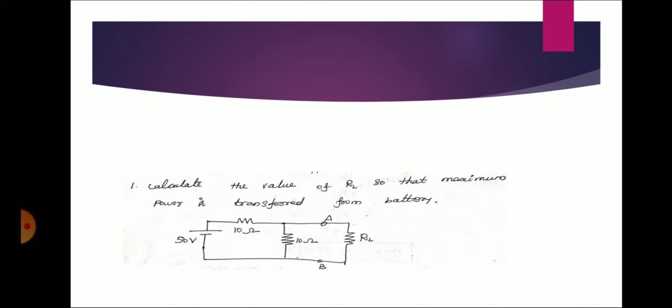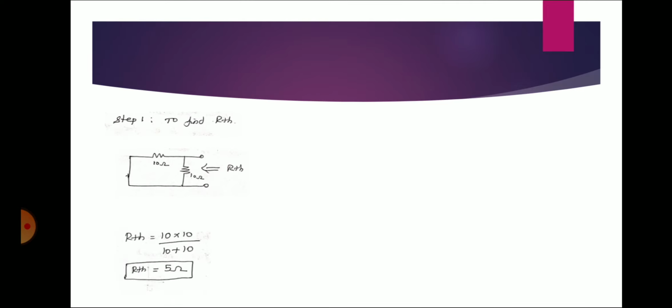The first problem, calculate the value of RL so that the maximum power is transferred from the battery. Here the 50 volt source, the resistances are 10 ohm and 10 ohm. We have to calculate the RL value. Step 1, to find the RTH value, remove the load resistance and short circuit the voltage source, the diagram will be like that. 10 ohm and 10 ohm are connected in parallel. We know the formula for parallel, R1 into R2 divided by R1 plus R2. Substituting the values, we get RTH is equal to 5 ohm.